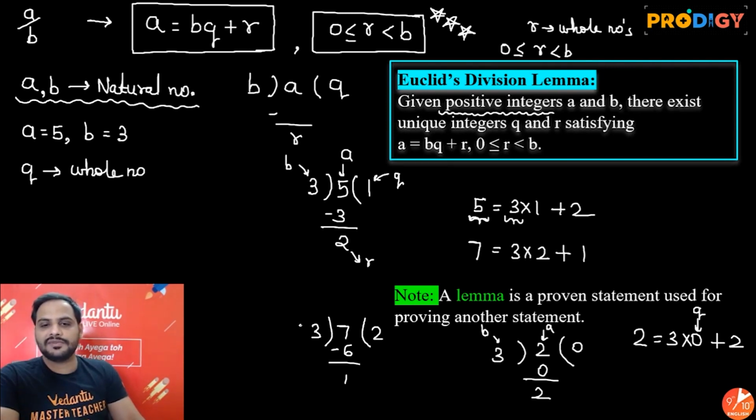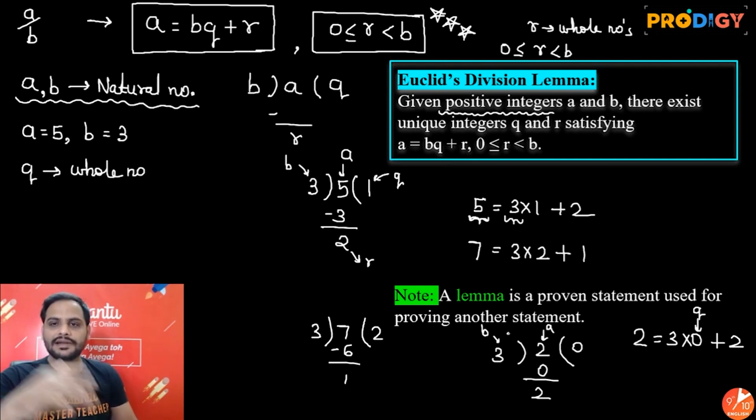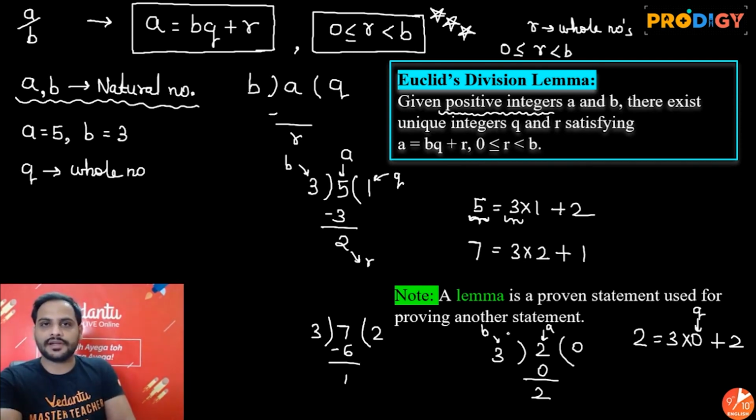Now you may ask me, sir, why can't I put the value of A as 0? Yes, you can put it, but in this lemma we are restricting them to positive integers only, because what if I write it as B is equal to AQ plus R? Then division by 0 will not be allowed. That is why we keep the values of A and B as natural numbers. Q is a whole number, that means the value of Q can be 0 as well. R is also a whole number but less than B, greater than or equal to 0 but less than B. This is the most important topic.